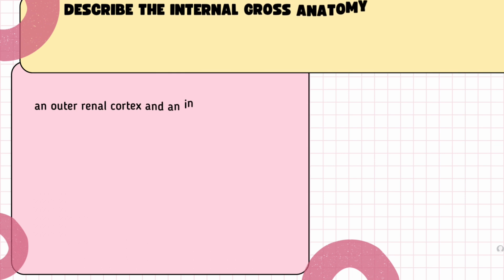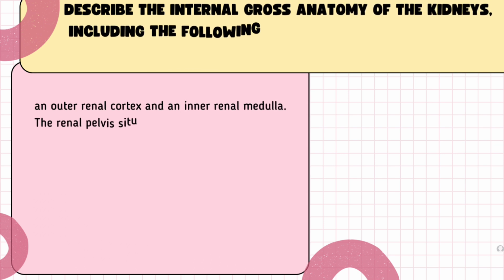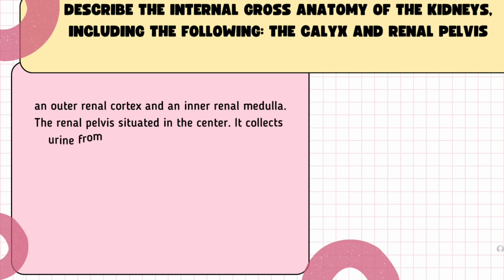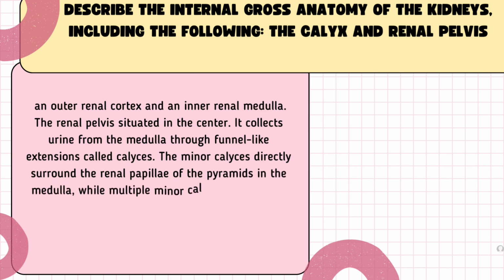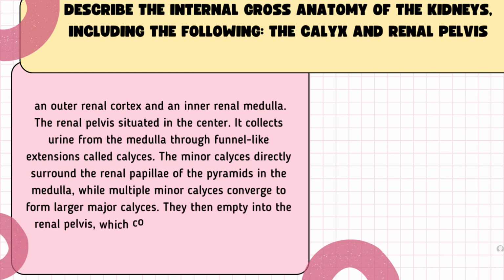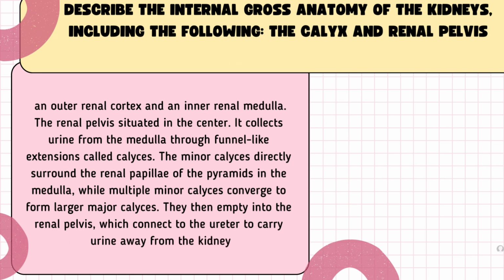Okay, now we will talk about the internal gross anatomy of the kidneys, along with the calyces and the renal pelvis. The internal gross anatomy of the kidneys consists of an outer renal cortex and an inner renal medulla. The renal pelvis is situated in the center and it collects urine from the medulla through funnel-like extensions called calyces. The minor calyces directly surround the renal papillae of the pyramids in the medulla, while multiple minor calyces converge to form larger major calyces. Sorry if I'm pronouncing that wrong. They then empty into the renal pelvis, which connects to the ureter to carry urine away from the kidney.